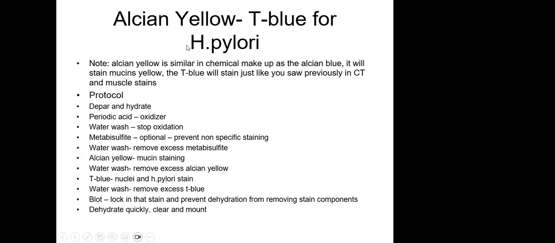So the Alcian yellow, you guys are familiar with Alcian blue, but this is Alcian yellow, combined with the T blue, and we stain it for H. pylori. Now, the Alcian yellow is very, very similar to the Alcian blue. It will stain mucins yellow. The T blue will stain just like you previously saw in your connective tissue and muscles.